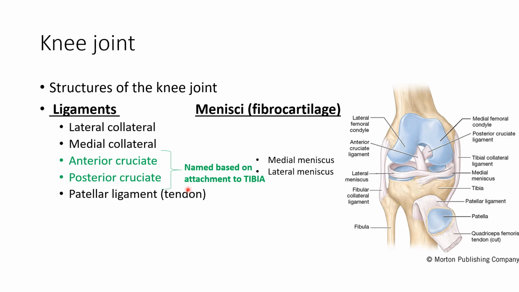Then we need to talk about the anterior cruciate ligament and the posterior cruciate ligament. Your anterior cruciate ligament will be attaching to the tibia more anteriorly than the posterior cruciate ligament. So the name is based on the attachment to the tibia. So the ACL attaches more anteriorly on the tibia, and the PCL will be more posteriorly attaching on the tibia. We also have the patellar ligament right here, and then we have our medial meniscus right here. That's a fibrocartilage pad here, and then we have the lateral meniscus right there.